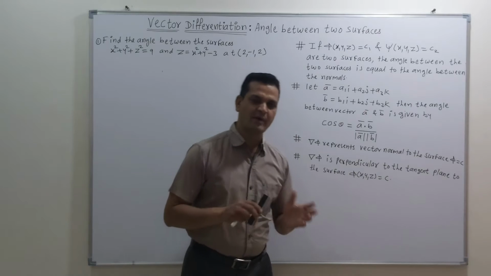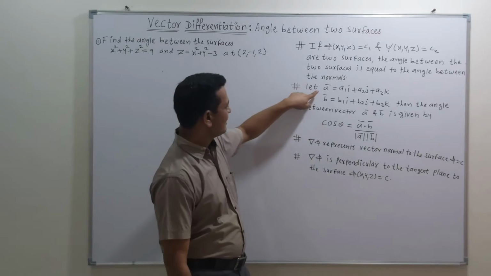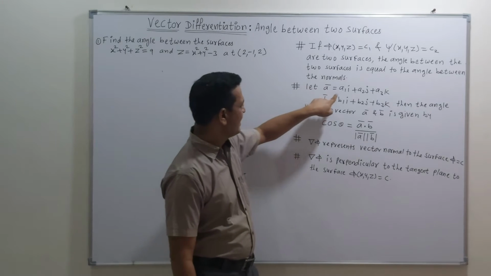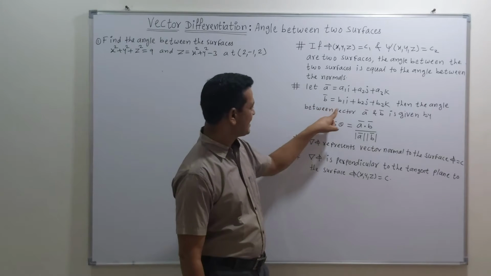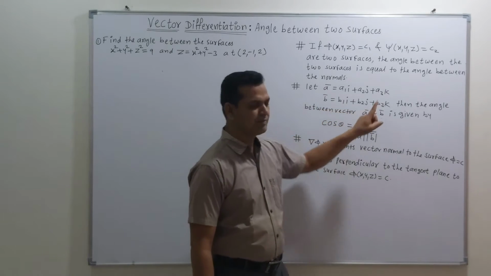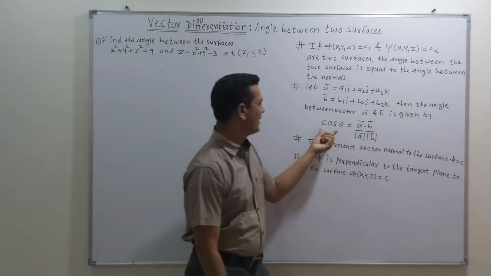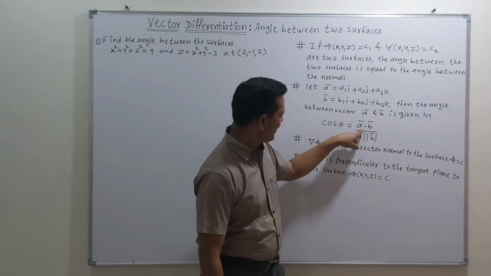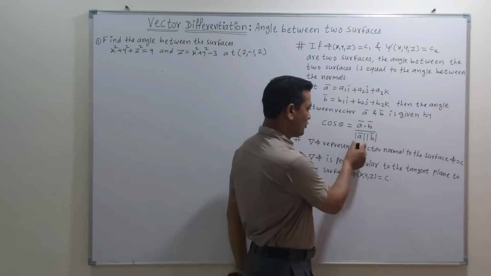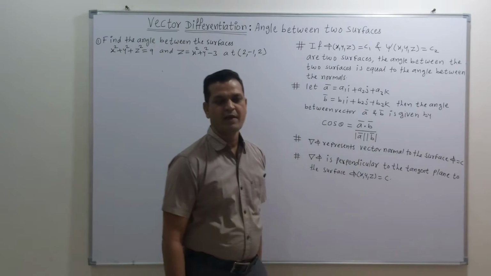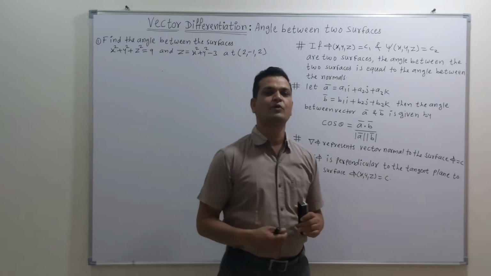Also we know from our basics how to find the angle between two vectors. Let the vector a bar be represented by a1i plus a2j plus a3k, and another vector b bar be represented by b1i plus b2j plus b3k. Then the angle between the vectors a and b is given by cos theta is equal to a bar dot b bar, that means their dot product, upon the magnitude of vector a times the magnitude of vector b. This formula is applicable for finding the angle between normals to the surfaces.